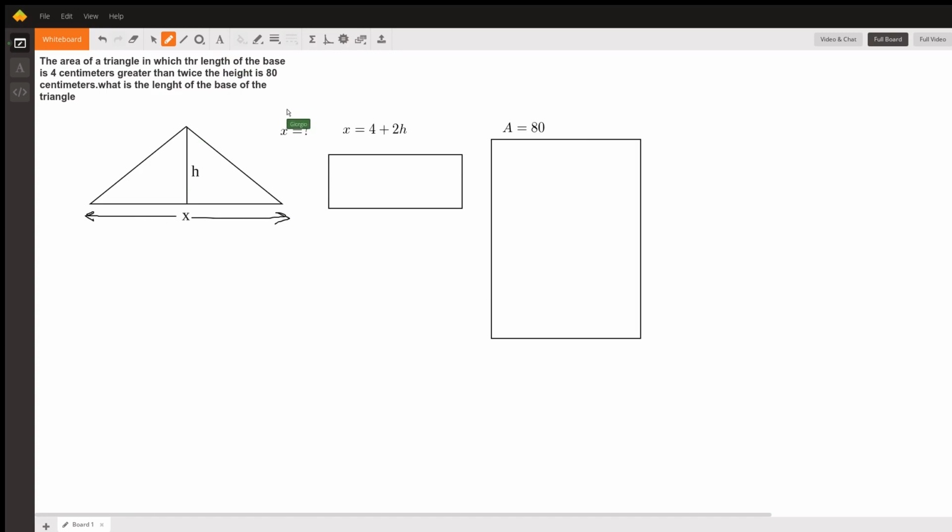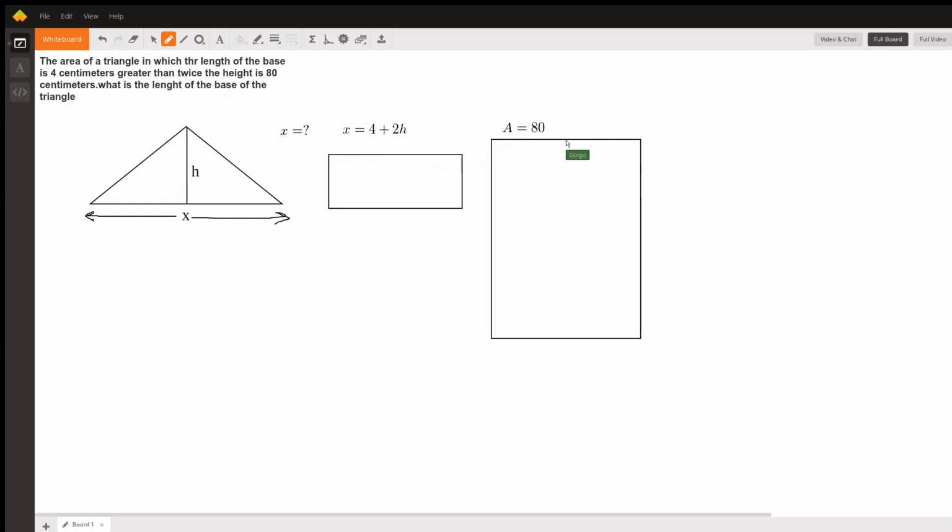And then the information we're given is our base x is going to be 4 centimeters greater than twice the height. And then also our area A is 80. And what the problem asks for is to find the length of the base.